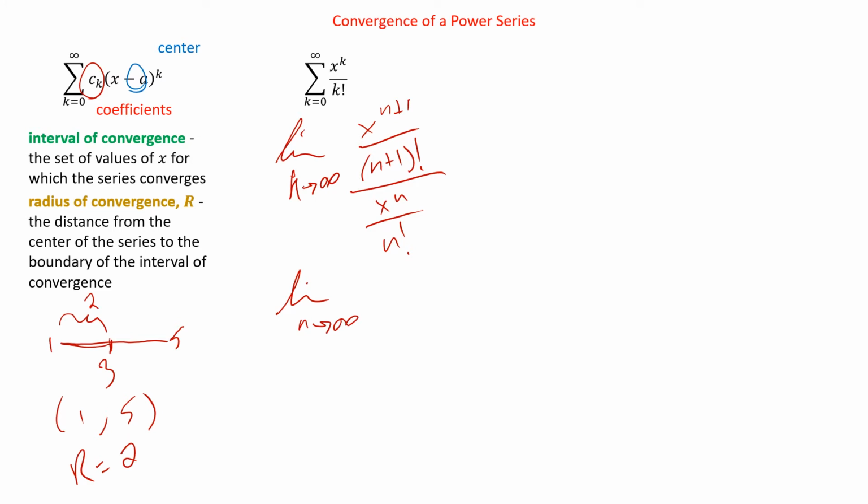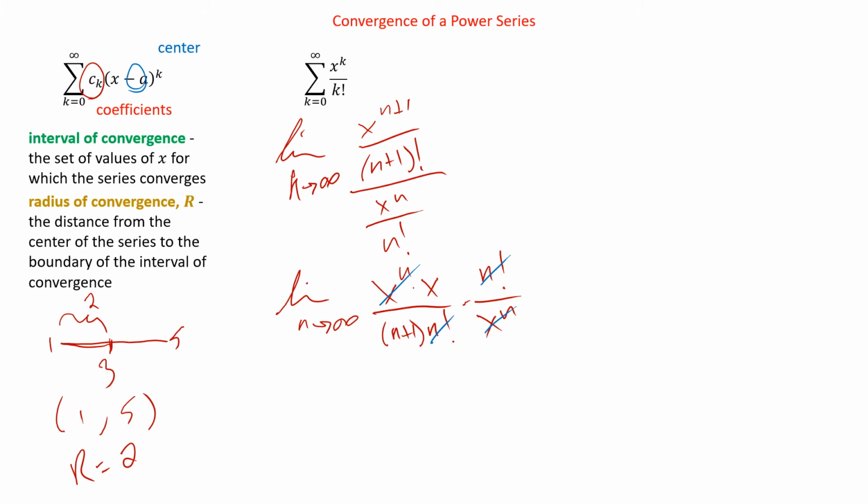X to the n plus 1, that's x to the n times x. To the 1, we add the exponents, x to the n plus 1, over the factorial. That's going to be n plus 1 times n factorial. We can flip the denominator and multiply. So we get n factorial over x to the n. We can cancel what we have in common, n factorials, x to the n's. So that leaves us with x over n plus 1, and the limit as n goes to infinity.